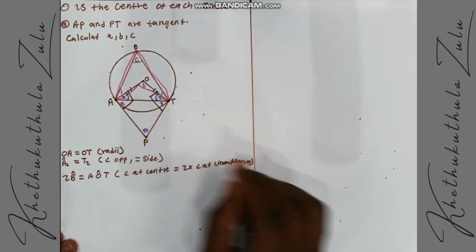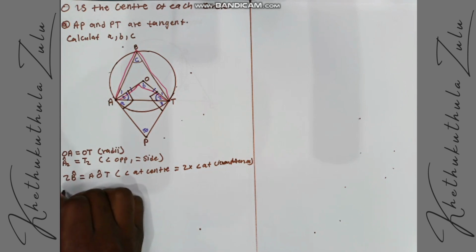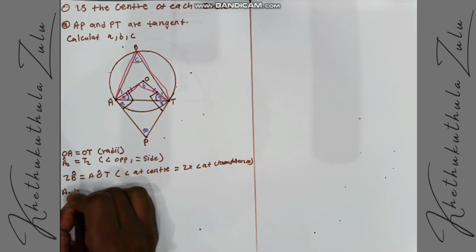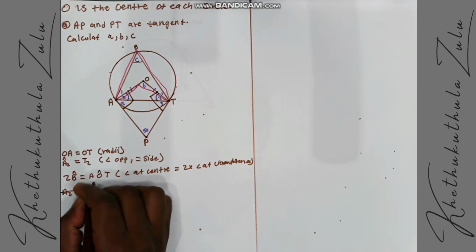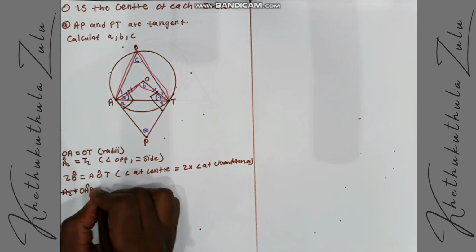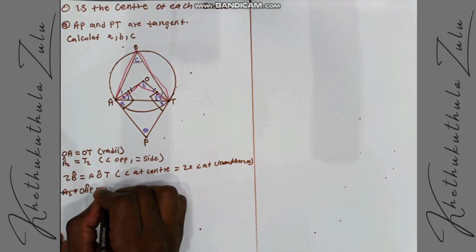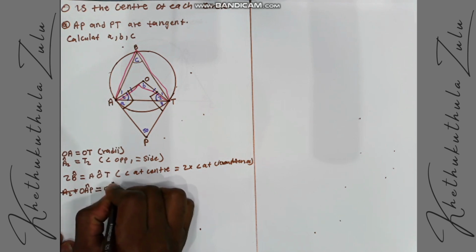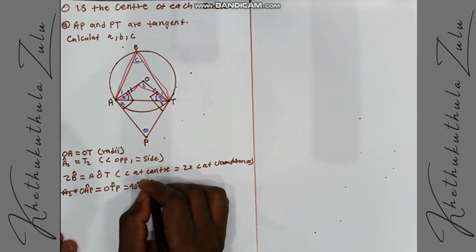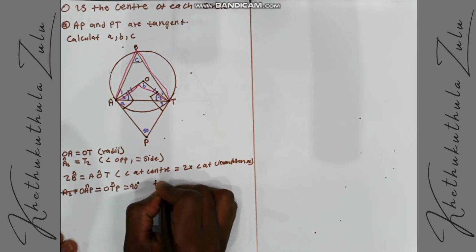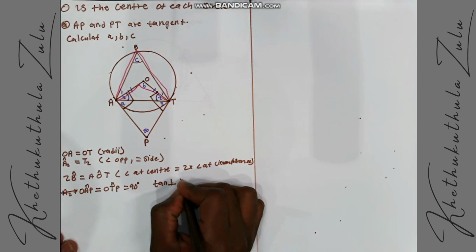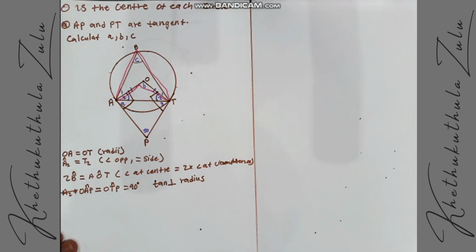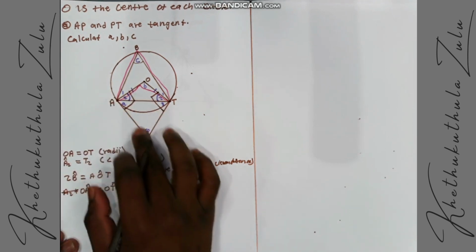Why? Tangent perpendicular to radius. So angle OAP is equal to angle OTP, which is equal to 90 degrees. Why? Tangent perpendicular to radius. 90 degrees, those two. And then also we have the two tangents.